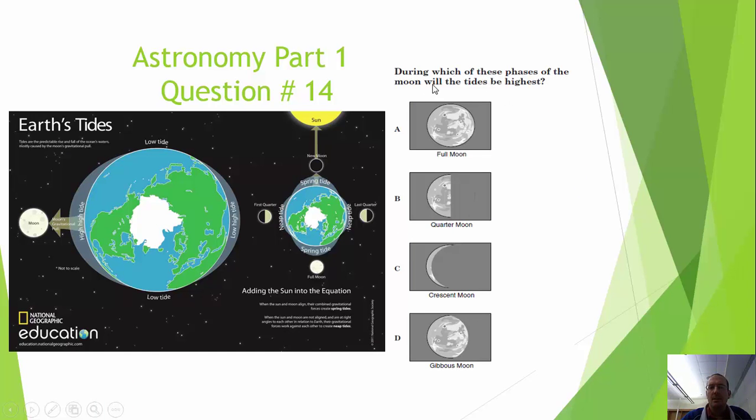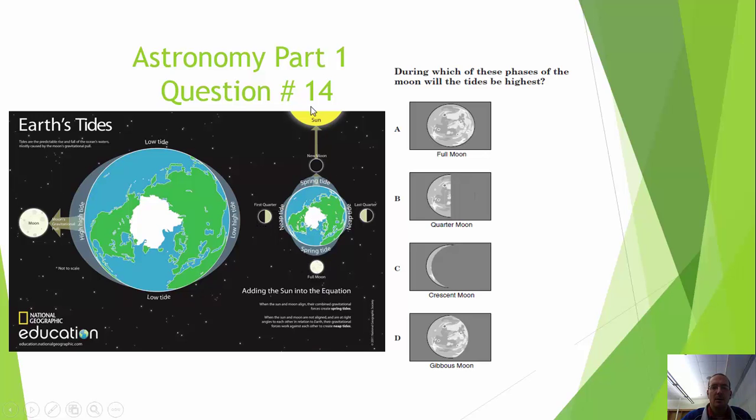During which of these phases of the moon will the tides be the highest? So this question is asking what we've answered before. At what location are the sun, earth, and moon in a straight line? With the sun, earth, and moon in a straight line, the gravitational pull is going to be truly working together here. So no matter whether it's a full moon or a new moon, the best option for the spring tide, which represents the higher high tides and the lower low tides, is going to be a better gravitational pull when they're in a straight line.